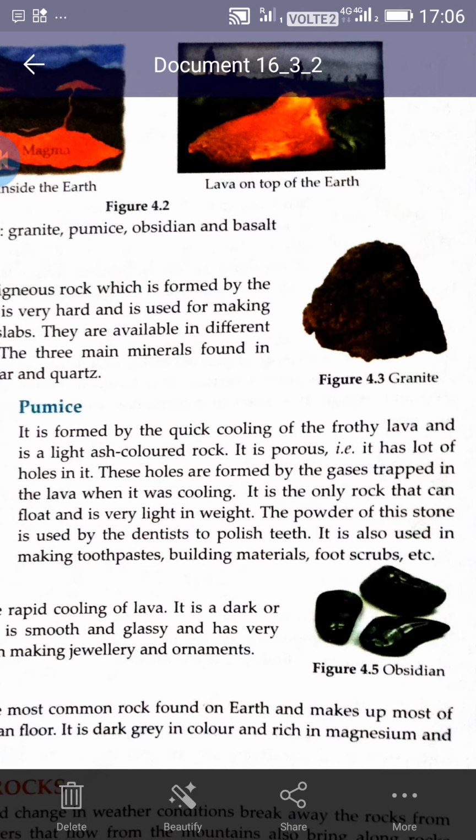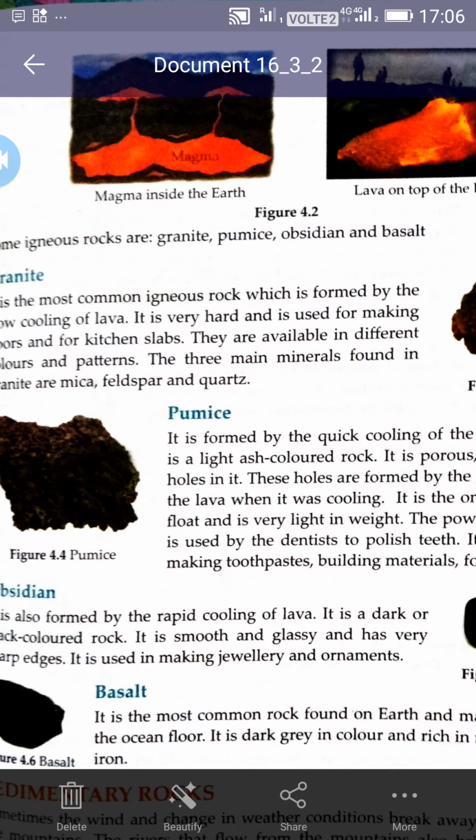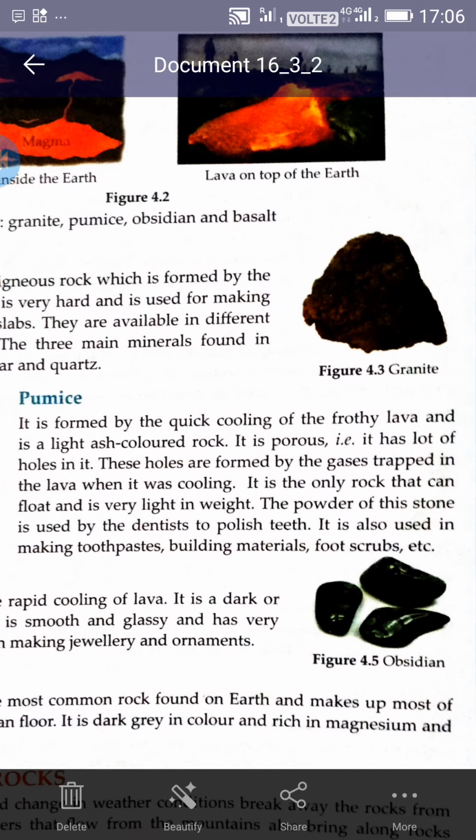It is porous, that is, it has a lot of holes in it. You must have seen these types of rocks that have holes in them; that is pumice. How are these holes formed? When the lava is cooling, some gases are trapped inside the lava. Then these gases form holes in it.